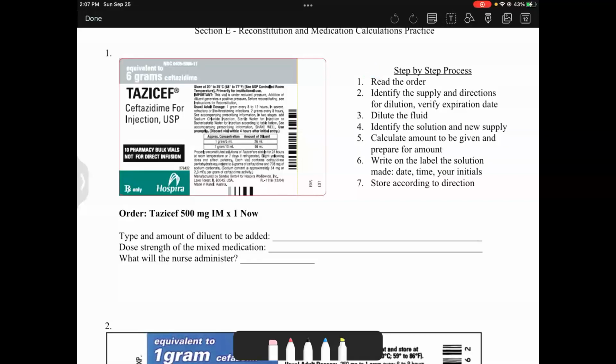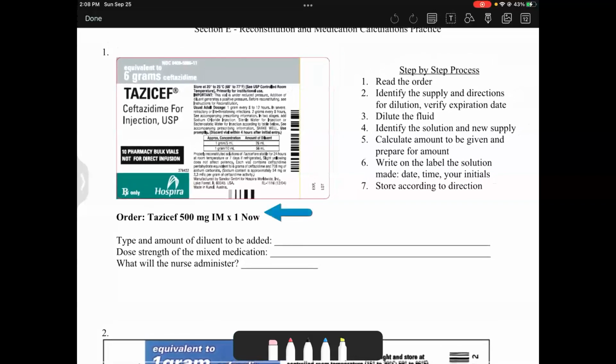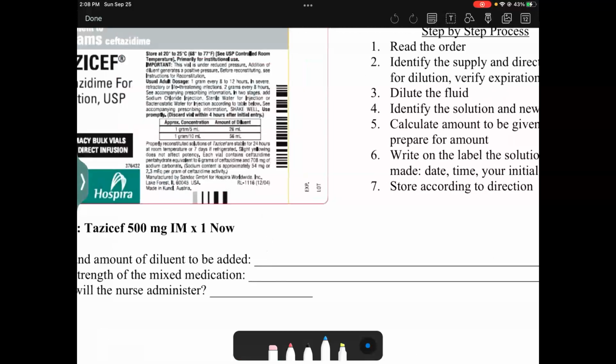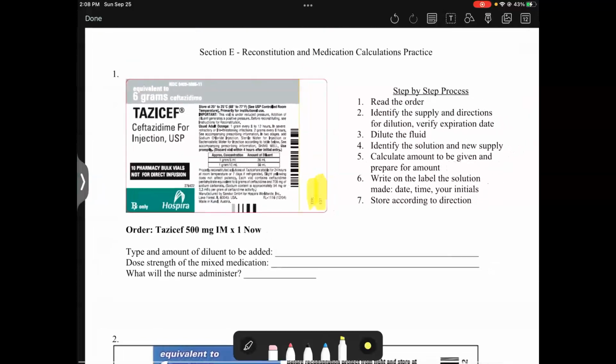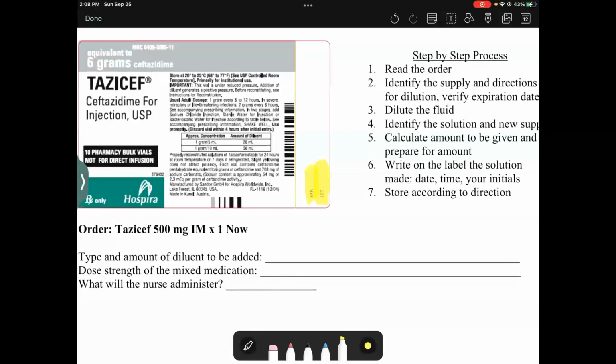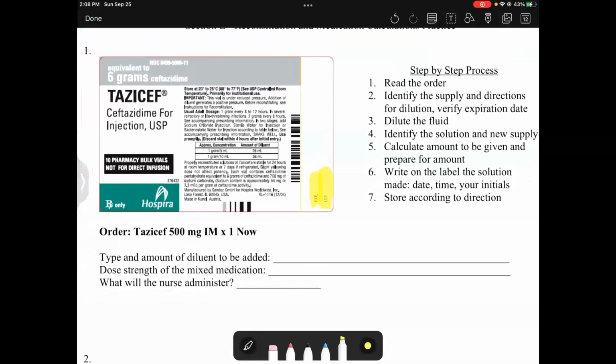Alright, so let's take a look at the specific medication and try to follow the order. So first we need to read the order, right? So we look at the order, and our order is Tazicef 500 milligrams IM times 1 now. Next, we have to identify the supply and directions for dilution, and we need to verify the expiration date. Here, you will be able to find your expiration date and then your lot number. Depending on the medication, you may find it somewhere else. It's not necessarily on the same spot every time, but usually it's labeled as EXP, which is the expiration, and LOT for the lot number.